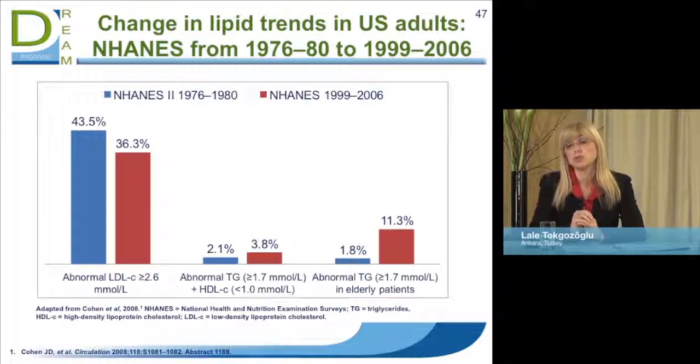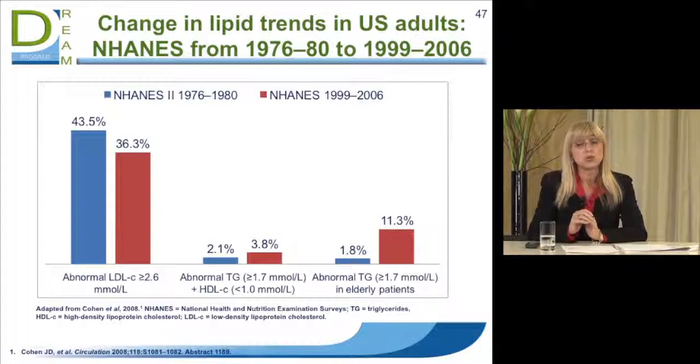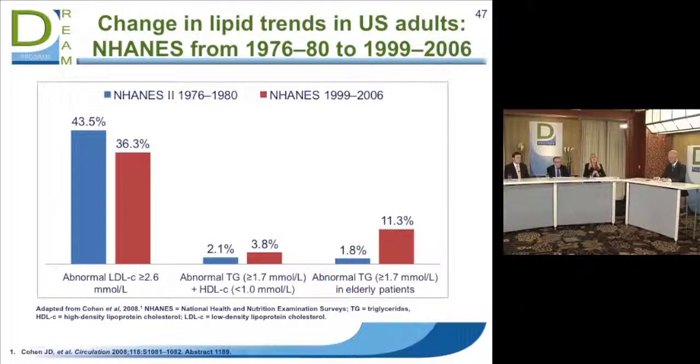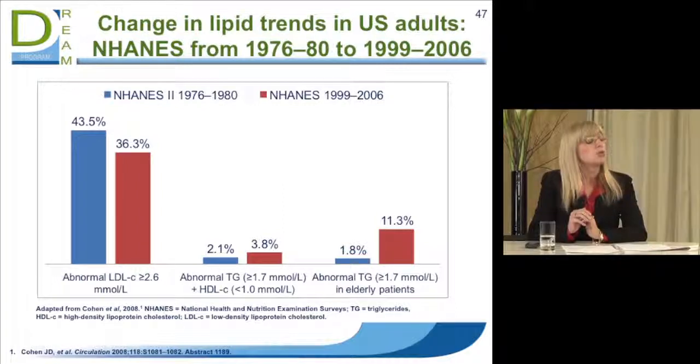When you look at the NHANES registry from the United States, you see that abnormal LDL is decreasing, whereas abnormal triglycerides plus HDL lowering, having low HDL, is on the rise. Abnormal triglycerides have tripled in the past 3 years in the elderly.